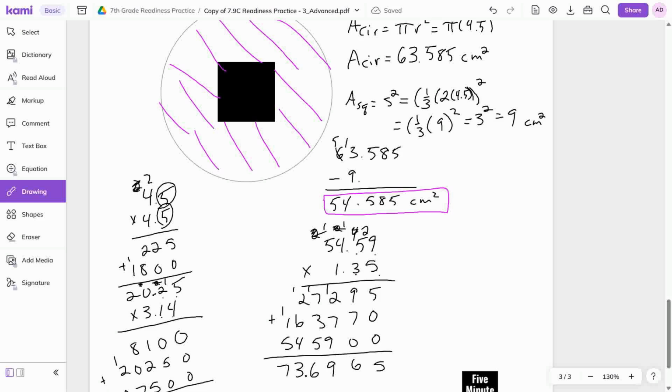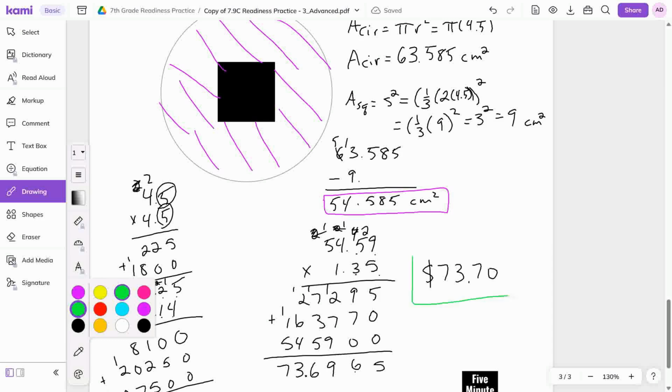So we need to round this to the nearest penny. And so let's say $73. And that 69 is going to be rounded up to 70 cents. That is our final answer.